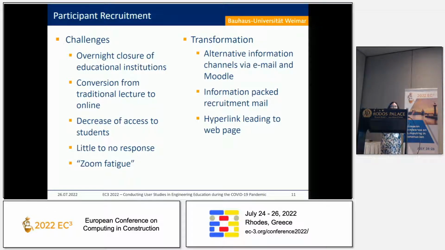So we chose some alternative information channels, and via email and Moodle platform, which we use anyway, we formulated a really information-packed recruitment mail where we talked about the structure of our study and the average completion time, the compensation incentives, and so on. And this email had a hyperlink that led to a website where users could download the application.